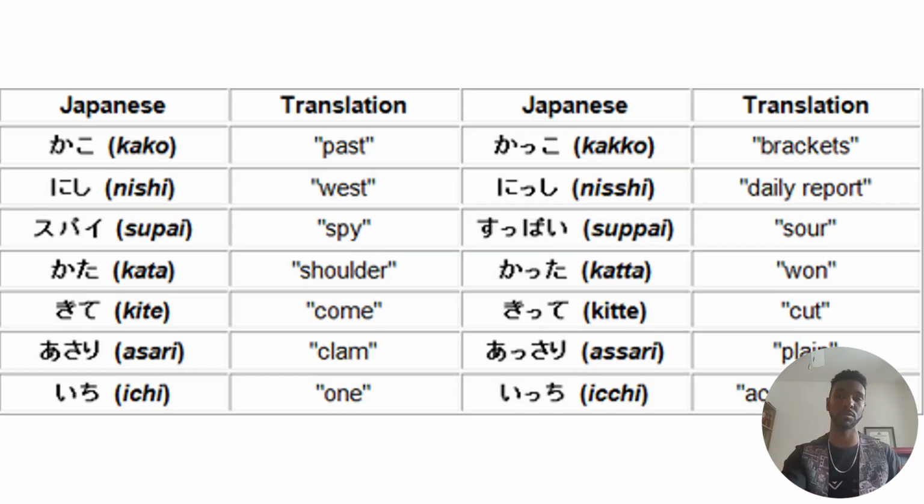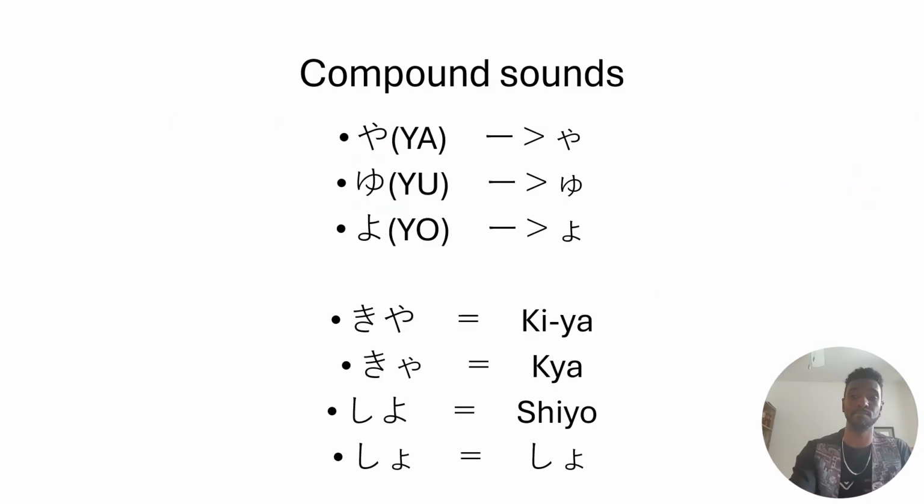Zasshi. So pronouncing these, kako, which is the past, or kakko, which are brackets like parentheses. Nishi versus nisshi. Right? We're just talking about phonetics and some of the irregular sounds that exist in Japanese. Kite versus kitte.